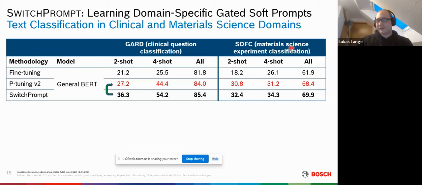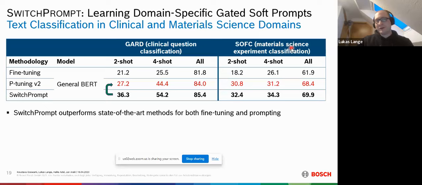First, the SwitchPrompt is consistently better than the p-tuning version 2. So regardless of the number of shots, if we use 2 examples per class, 4, there are also some more numbers in the paper. We have also tested, I think, 16 and 64 shots, and it was consistently better than the standard p-tuning. So we don't lose anything from including the keywords with SwitchPrompt, but we can only gain something. And in every setting, we also see that the prompting-based methods clearly outperform the fine-tuning. So we can show that prompting for future setting is a lot better than the fine-tuning.